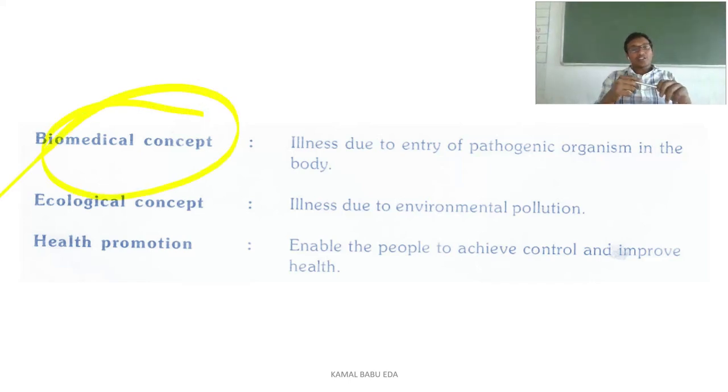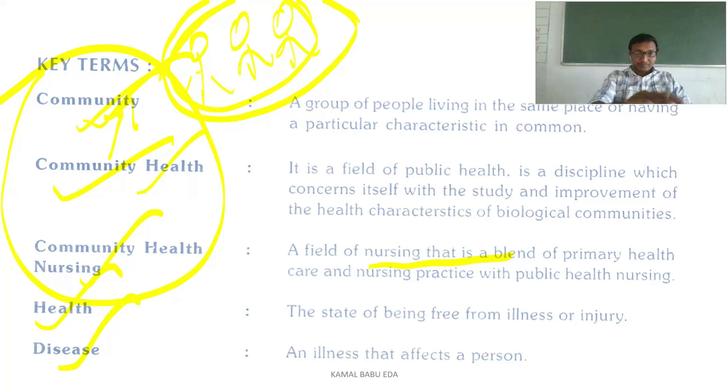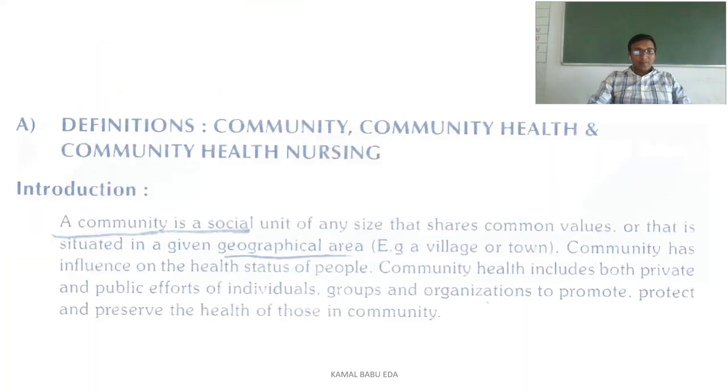Then what is the ecological concept? It means illness due to environmental pollution, caused by us or by machinery or any kind of thing. This is called the ecological concept. Coming to health promotion, here we are mainly focusing on the promotion of health. We want to improve the quality of health of the people. So this is health promotion. These are some of the key terms that we are going to encounter in our lesson. Hope you understood these key terms.